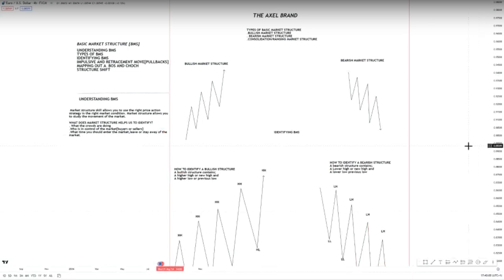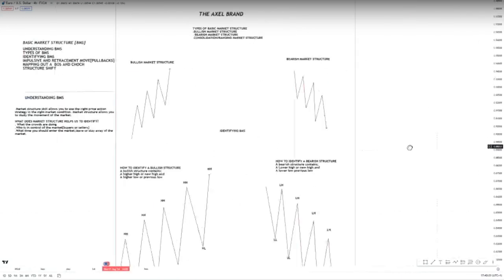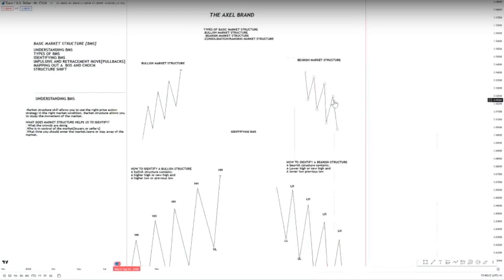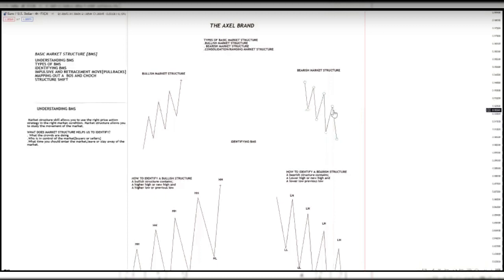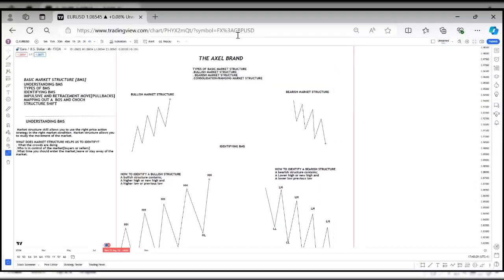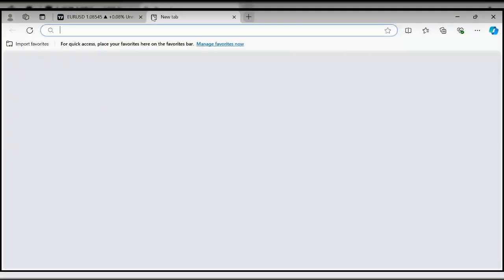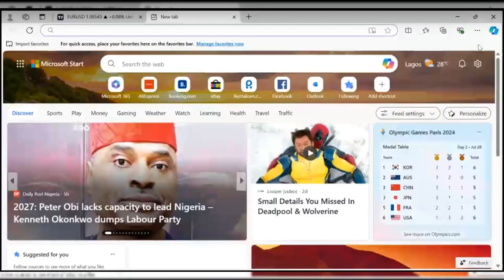Now let's get to the basic market structure. What is the basic market structure? We have the bullish market structure, the bearish market structure, and the consolidation. So we have basically three types of market structure, right? Okay, I think I'll be making some illustration here.